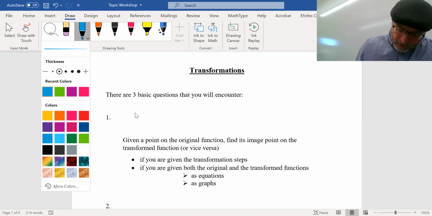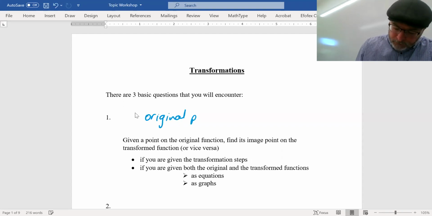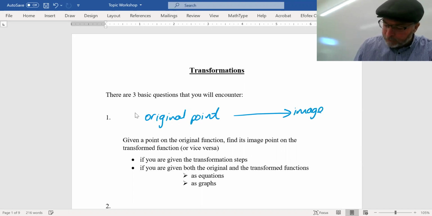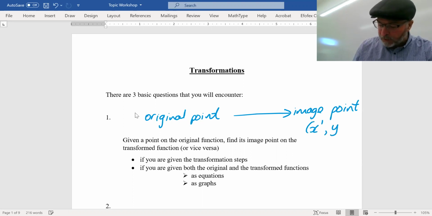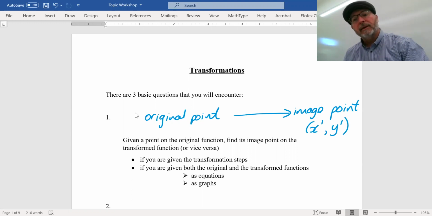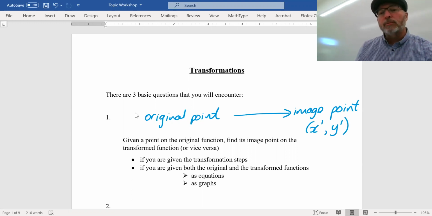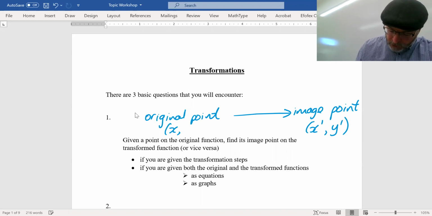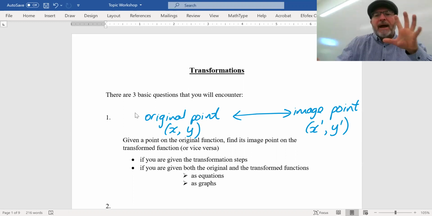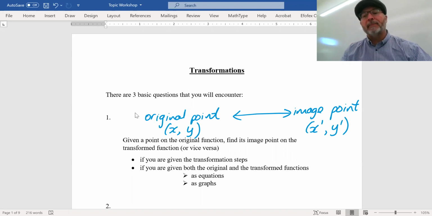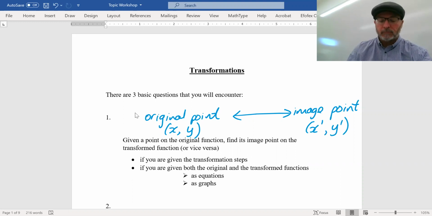There's the ones where you're given an original point and asked to find the image point. The image point, we refer to it as x prime, y prime, the point on the transformed curve, coming from the original point, x, y, or I guess you could be asked to go back the other way. So it's about points, and really what happens to individual points or general points does underlie this whole transformations topic.